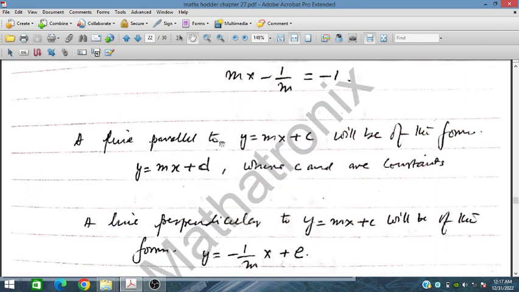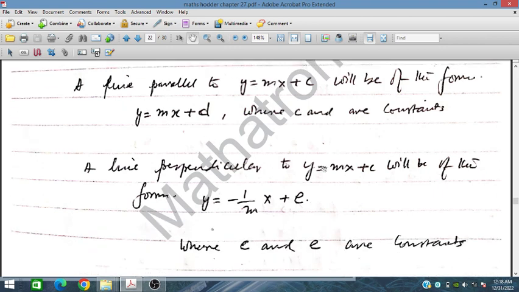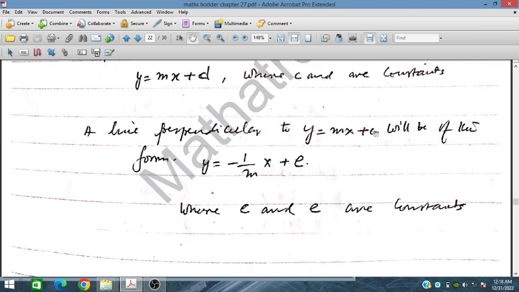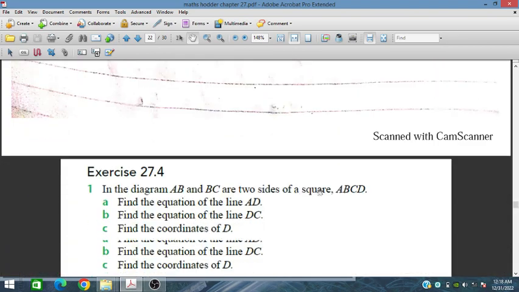If a line y equals mx plus c is parallel, another line will be of the form y equals mx plus d, where c and d are constants. Parallel lines have the same slope. If a line is perpendicular to y equals mx plus c, it will be y equals minus 1 over m x plus a constant. These lines are perpendicular because the product of their slopes gives minus 1, and the constants are the intercepts.